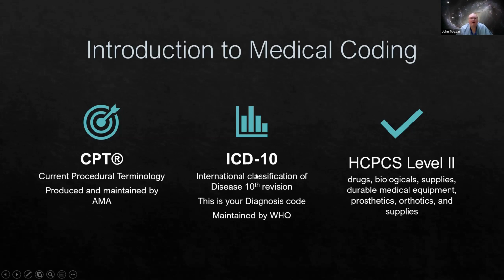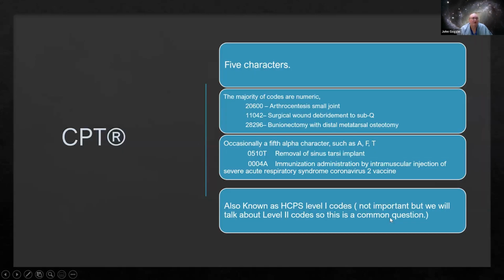The next thing we look at is the International Classification of Diseases, the 10th revision. These are our diagnosis codes. So we have our procedure codes, and then we have our diagnosis codes. And then the final that we'll just briefly touch on are our HCPCS level 2 codes. And these are for drugs, biologic supplies, medical dressings, orthotics, prosthetics, durable medical equipment, things of this nature.